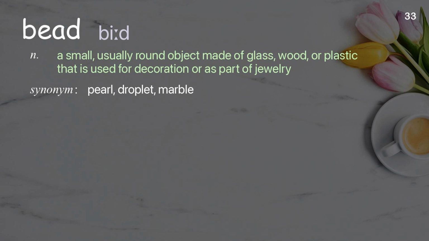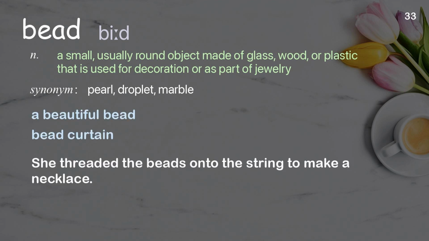Bead. A small, usually round object made of glass, wood, or plastic that is used for decoration or as part of jewelry. Examples: a beautiful bead, bead curtain. She threaded the beads onto the string to make a necklace.